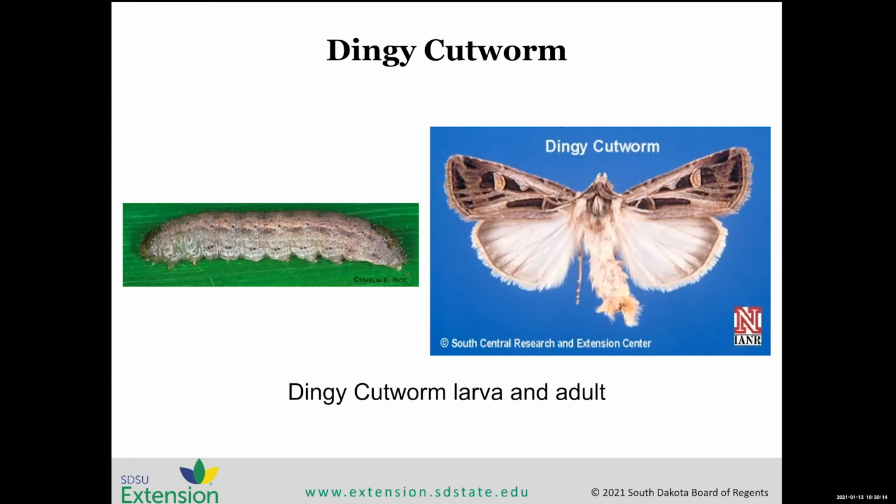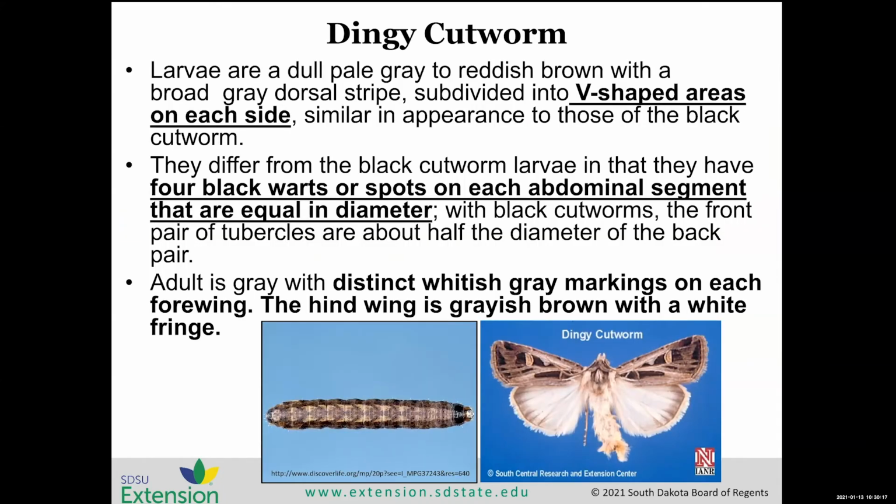So there's a picture of the larva and the adult. The larvae are a dull pale gray to reddish brown with a broad gray dorsal stripe. So if you look in that bottom left picture, you can see that light brown stripe that runs all the way across the top there.